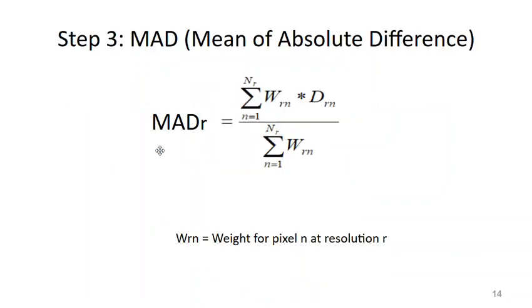Next, we're going to use MAD, or mean absolute difference, of all of the d sub nr's for each pixel, and we're going to sum all of that up and divide it by the sum of the weights. W sub Rn is the weight for pixel n at resolution R.